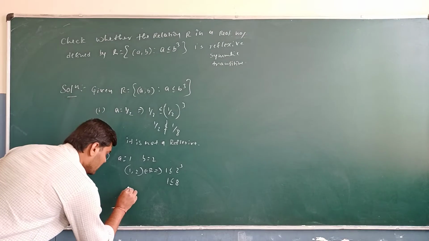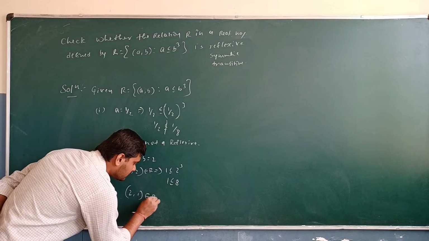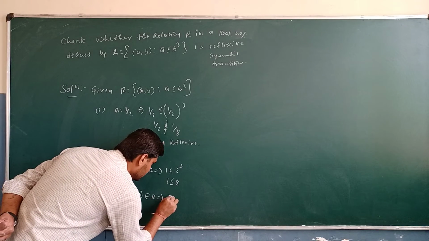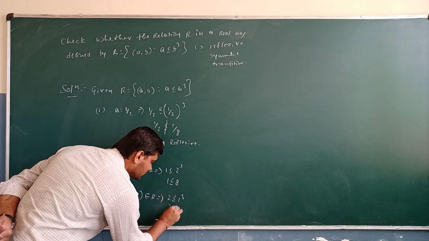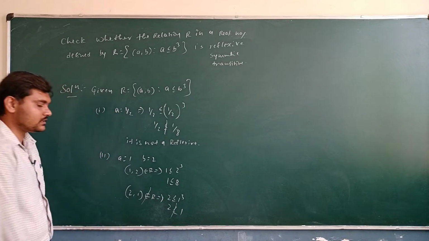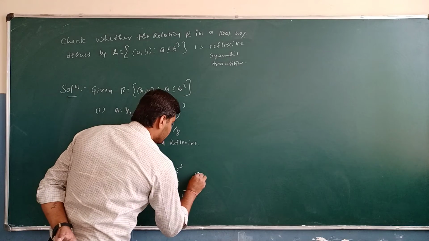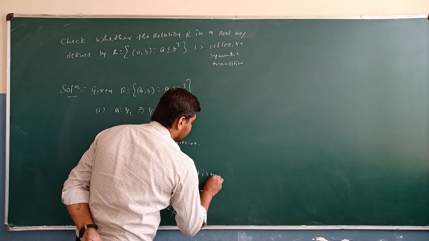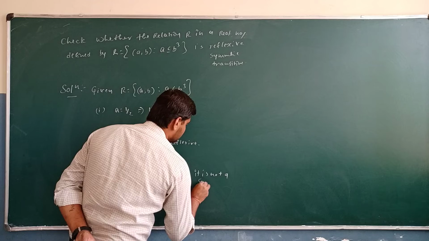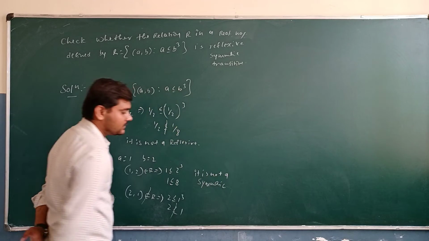So then what about (2, 1) here? (2, 1) belongs to R, which implies that 2 is less than or equal to 1 cube. So is 2 less than or equal to 1? No, it never satisfies this. Because (2, 1) is not a member of relation R, therefore it is not symmetric.